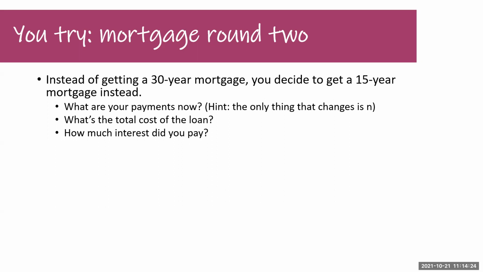Let's say instead of getting a 30-year mortgage, you decide to get a 15-year mortgage. You're still going to make the down payment. You still get the rate of 6%, let's say. But now the only thing that's going to change is that you now have a 15-year mortgage. So what is your payment now? Then we're going to talk about the total cost of the loan and how much interest you paid out of that. Pause this and repeat our previous exercise, but now you have a 15-year loan.